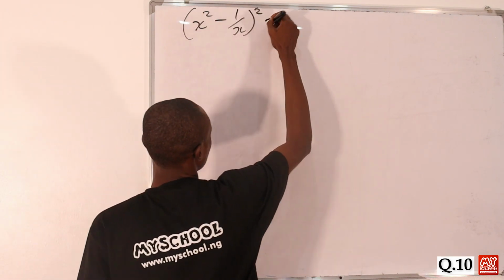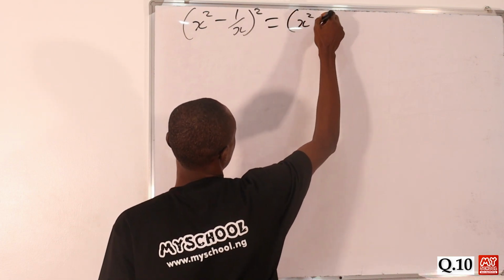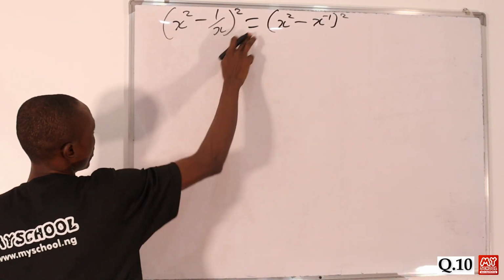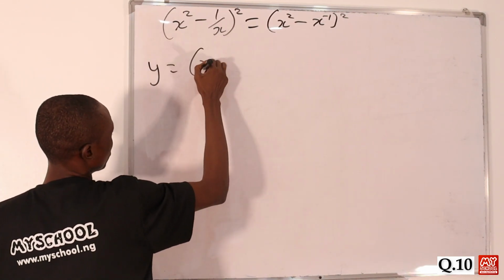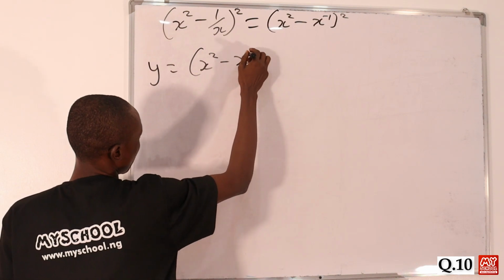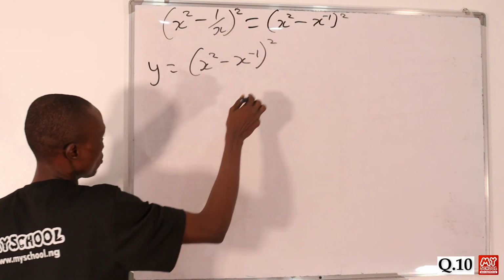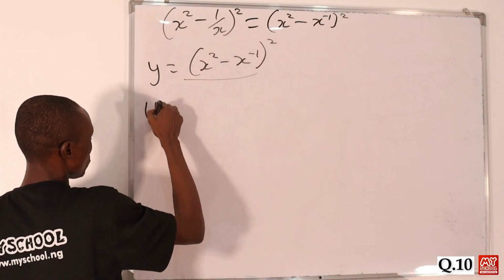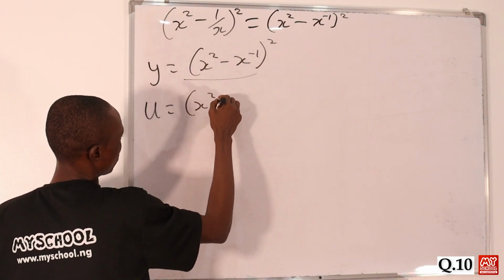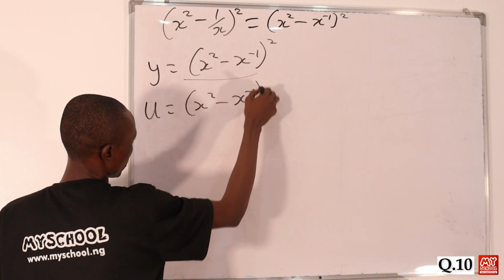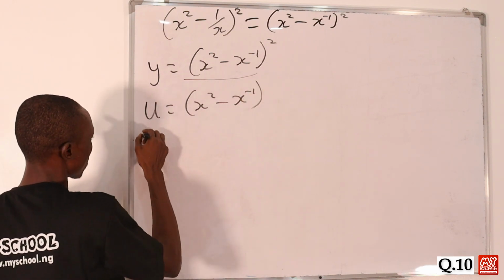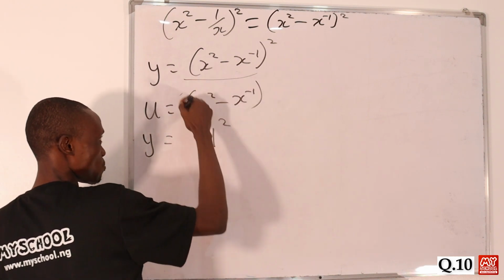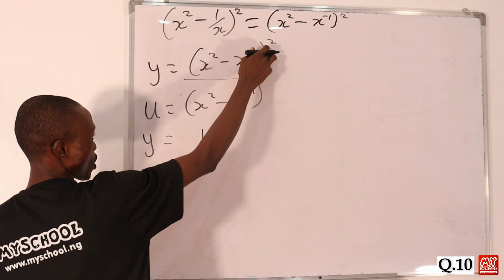So we can rewrite this question as y equals x squared minus x raised to power minus 1, in bracket raised to power 2, right? Then let's represent what we have in the bracket by u, so that we now say u equals x squared minus x raised to power minus 1, okay? So if we do that, that means our y is equals to u squared, because this whole thing now has been replaced with u, and it's raised to power 2, right?